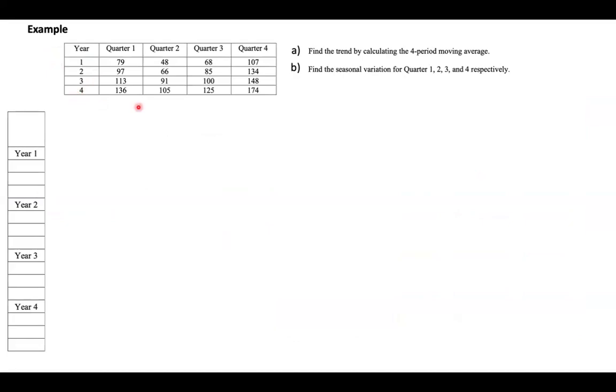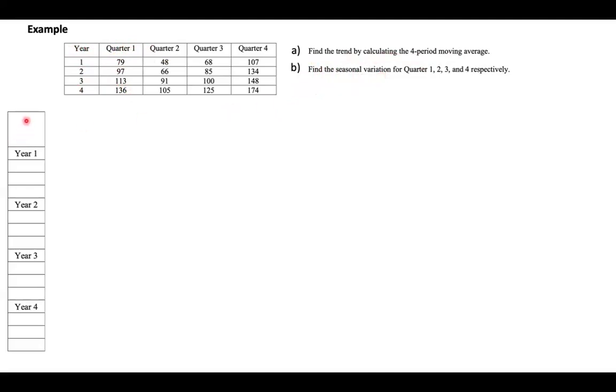So usually you're given some kind of data, and across you see that we have quarter 1, 2, 3, 4. And then under the year, we have 1, 2, 3, 4. So for example, in year 1 and quarter 1, that is 79. Year 1, quarter 2, that would be 48. Or you can look at year 4, quarter 1, that would be 136. So they will usually ask you, find a trend by calculating the 4-period moving average, and then find a seasonal variation for quarters 1, 2, 3, 4.